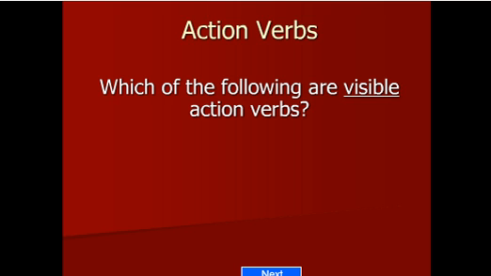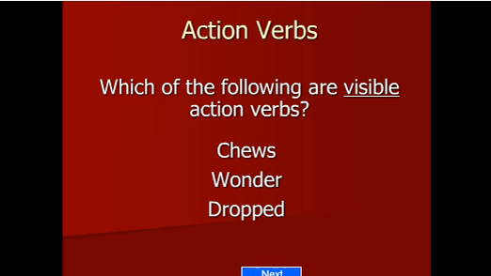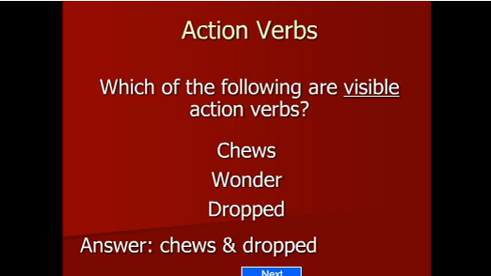Which of the following are visible action verbs? Means things you can see happening. Choose, wonder, dropped. Have you made up your mind? If you said choose and dropped, you're correct. You can see people doing those. You can't really see people wondering.